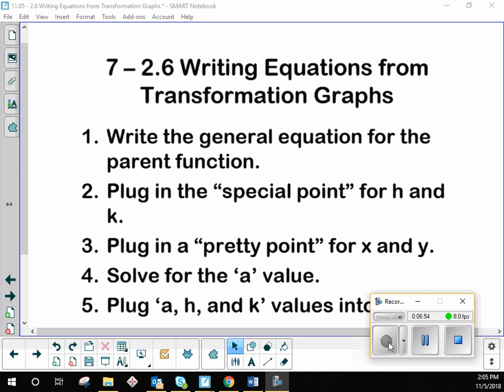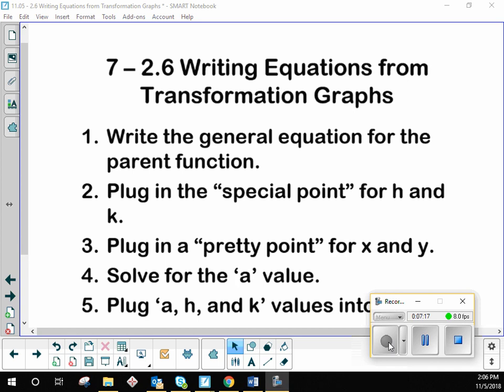The last several days, what we've done is we've been given an equation, and we read the important parts of it, and we do the transformed graph from the equation, just like we did on the warm-up. But now we're going the opposite direction. We have the graph. We're going to pick off the important pieces of information, and we're going to use that to create the equation that goes with the graph.